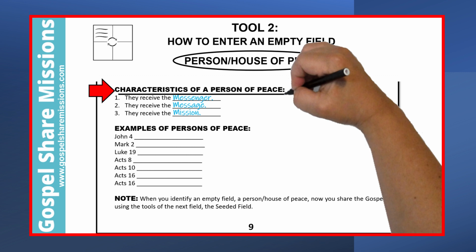Characteristics of a person of peace. Ask them to write in the blank spaces. They receive the messenger. They receive the message. They receive the mission.